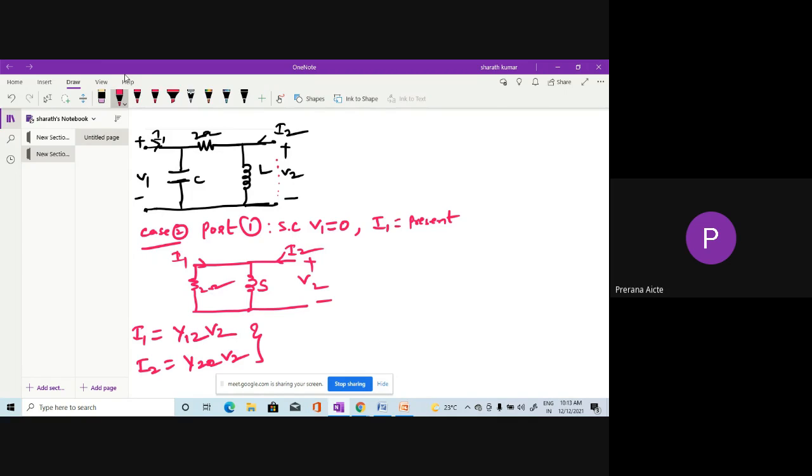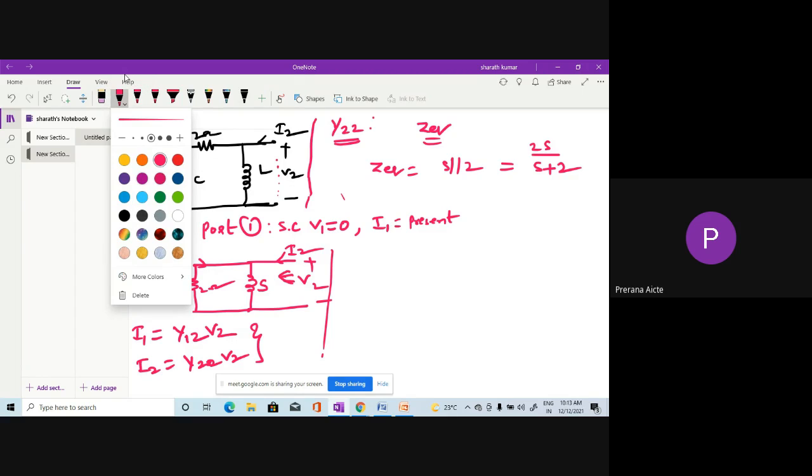Actually our target is Y12. That is what is generally asked in the question. By looking at these two equations, generally we approach Y22 first. By the Z equivalent method, if you find Z equivalent of this network, just look from here: in parallel with these two. So 2s divided by s plus 2. That is the equivalent impedance you get.